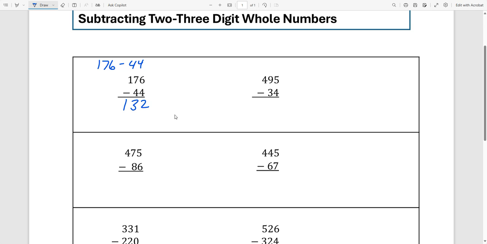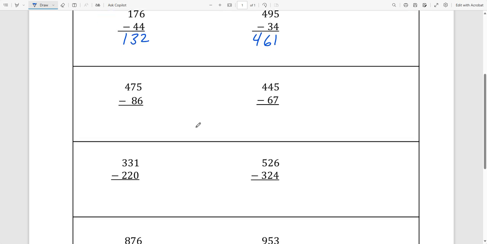All right, let's look at the next one, 495 minus 34. Same thing, 5 minus 4 is 1. 9 minus 3 is 6. And then we have the 4 left over, nothing to subtract from the 4 in the hundreds place. And so therefore we have 461. And that's all there is to it.